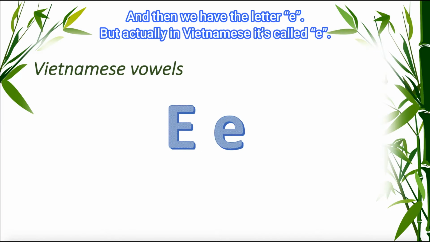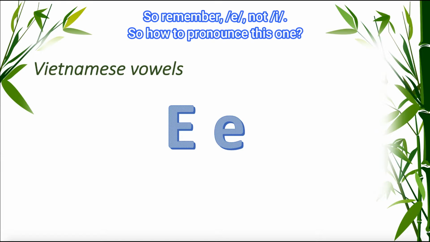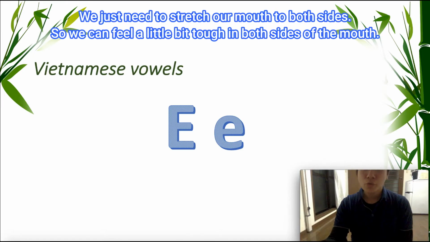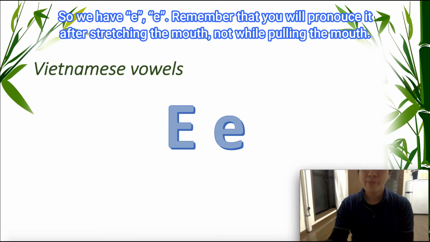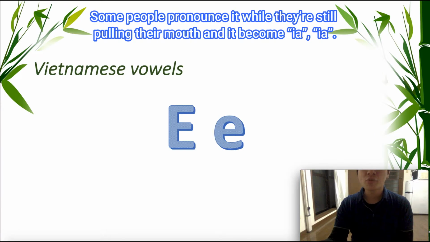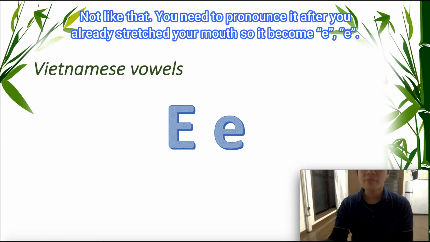And then we have the letter E, but actually in Vietnamese it's called E. So remember, E, not E. So how to pronounce this one? We just need to stretch our mouth to both sides so we can feel a little bit tough on both sides of the mouth. So we have E. Remember that you will pronounce it after stretching the mouth, not while pulling the mouth. Some people pronounce it while they are still pulling their mouth, and it becomes ear. Not like that. You need to pronounce it after you already stretch your mouth.